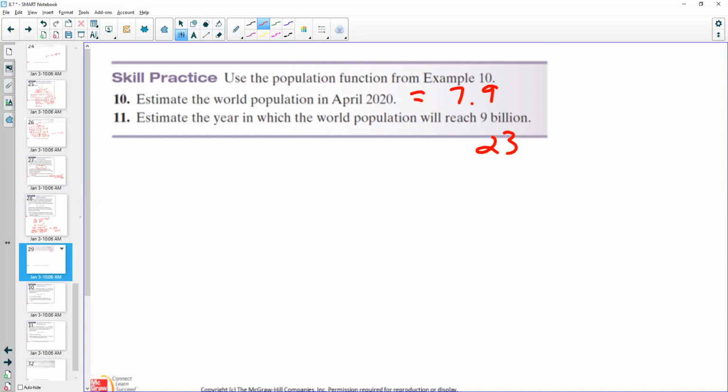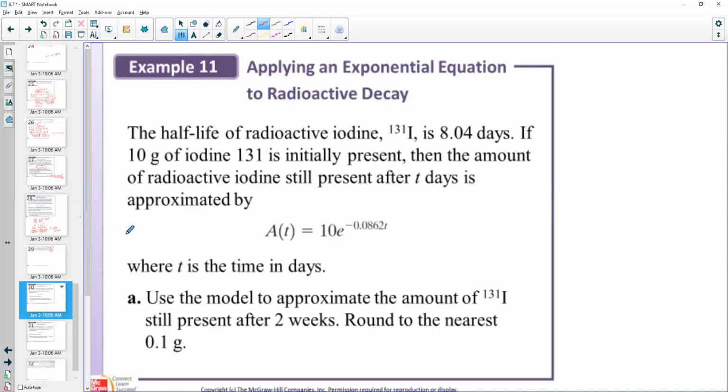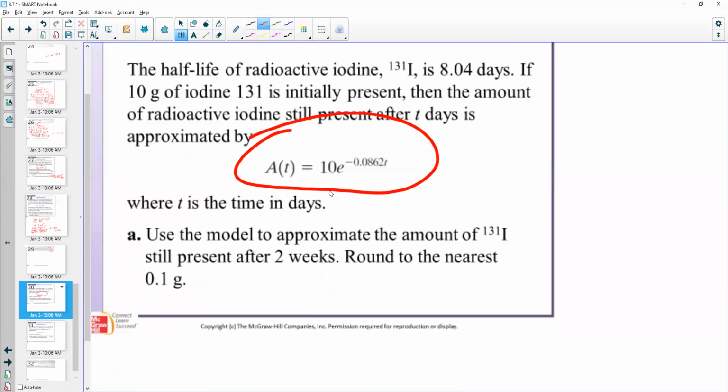All right? All right, one more. The half-life of radioactive iodine is 8.04 days. If 10 grams is initially present, the amount still present after T days is given by this formula. Use the model to approximate the amount still present after 2 weeks. Okay, round to the nearest tenth of a gram. So I want to find the amount. I'm given T. T is 2 weeks, but it says in the formula that it's in days, so 14 days.